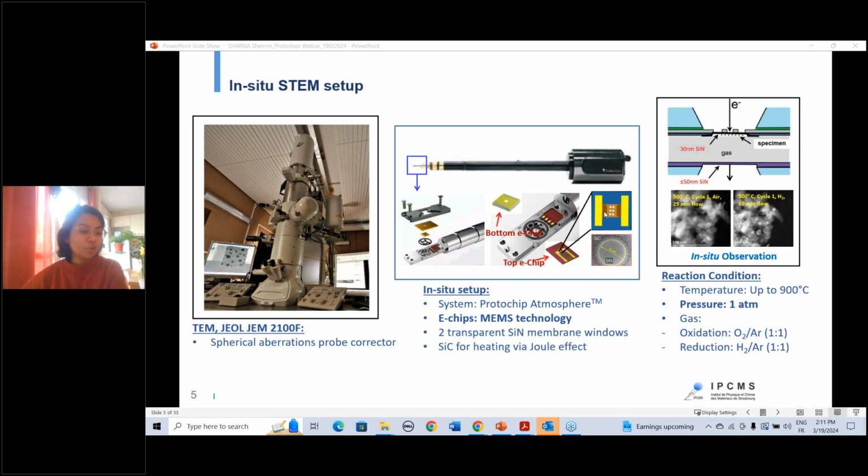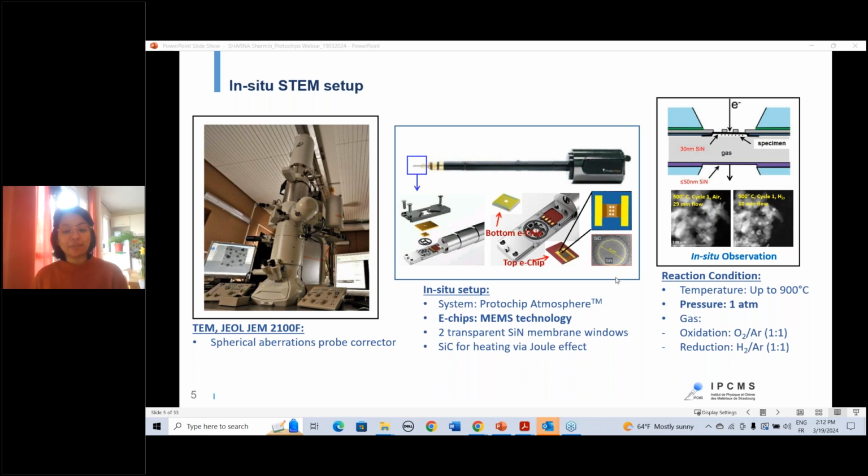In order to do that, we have used a JEM 2100F microscope at IPCMS, which is equipped with a Protochips Atmosphere system. Now, the previous speakers have already talked in greater detail and beautifully about the evolution of the different atmosphere, different gas phase in situ TEM, like environmental TEM, the MEMS-based TEM, and the technological evolution given by the first speaker. So I will not go into that.